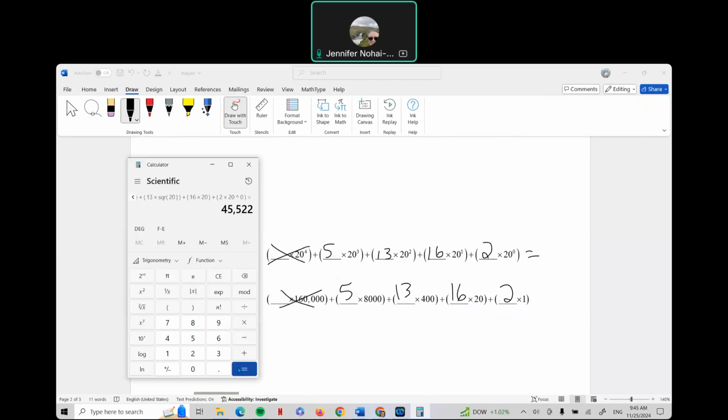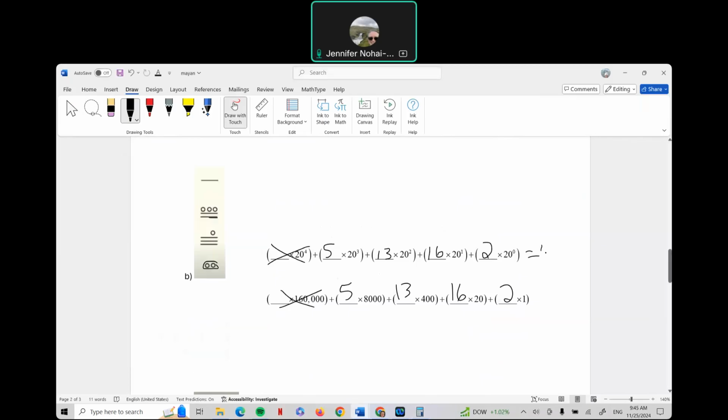And so we have 45,522. It's kind of squished in there, but you get the idea. 45,522 for letter B, converted from Mayan to Hindu Arabic.